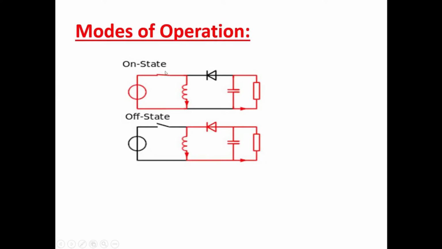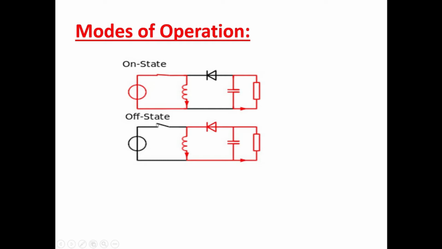During switch on condition, that time the inductor is going to charge. That time current flow will be like this, and the diode is in off condition. That time the capacitor is only driving the load. That means whatever capacitor initial voltage is there, that voltage will appear across the load.